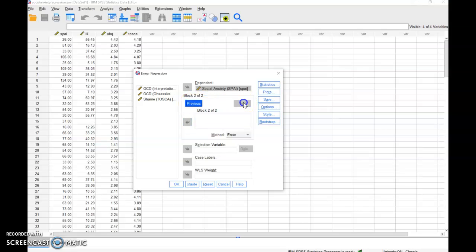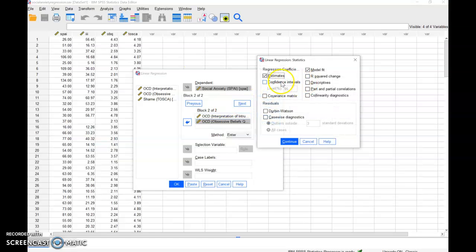for block 1. Block 2 will be OCD interpretation of, I believe, intrusive thoughts, and then OCD obsessive beliefs. For statistics, we're going to click estimates, confidence intervals, model fit, R-squared change, descriptives, part and partial correlations, and collinearity diagnostics.